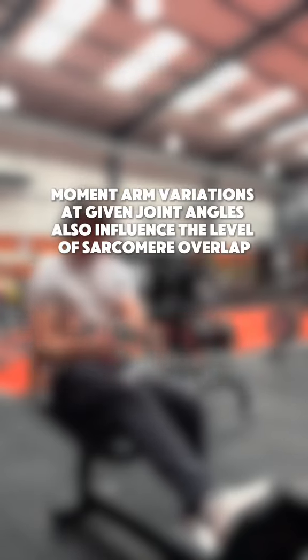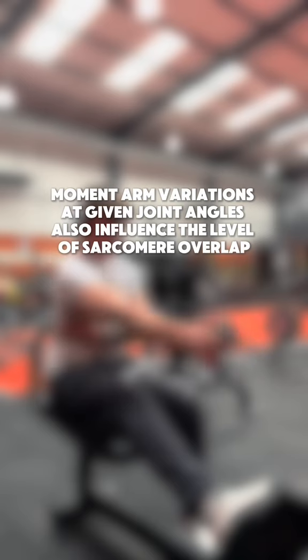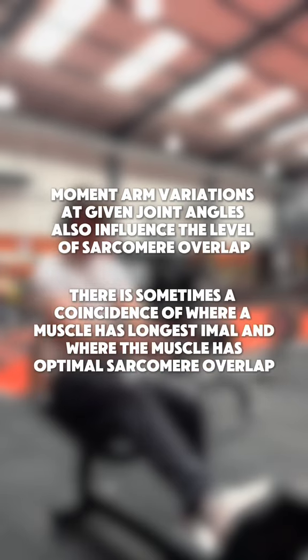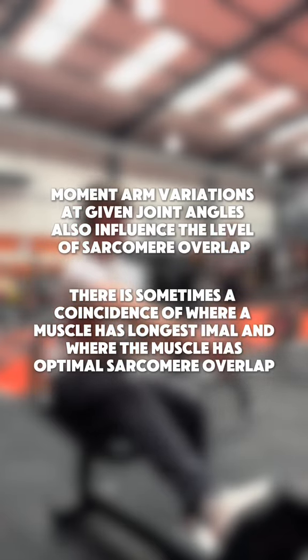But also, moment arm variation across joint angles influences muscle length and sarcomere overlap. Training at joint positions where the moment arm is maximal can coincide with near optimal sarcomere lengths, augmenting both tension and fibre strain, which are key drivers of longitudinal and cross-sectional growth.